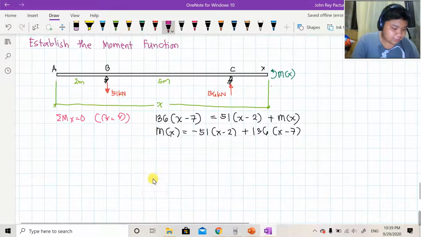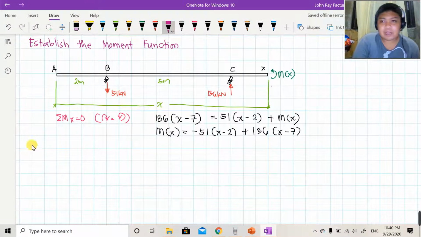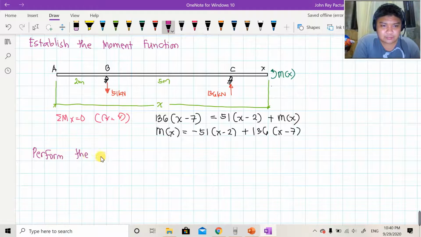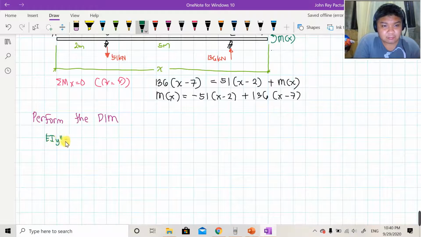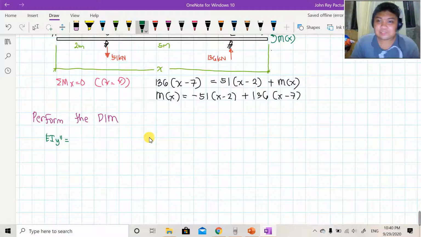Ang next step natin dito is, of course, to perform the double integration method, di ba? So, perform the double integration method. So, therefore, lagay ko muna class, yung una is the EI y double prime. So, EI y double prime is simply the moment function lang naman yan.